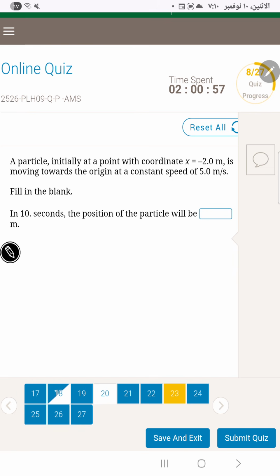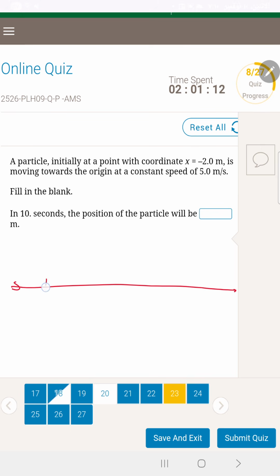A particle initially at the point with coordinate negative 2 is moving towards the origin at a constant speed of 5 meters per second. In 10 seconds, what will the position of the particle be? Initially, the particle is at position negative 2 and it's moving at constant speed, meaning we use the equation x equals vt. That's the equation for constant speed, or the same equation you took in grade 6, 7: speed equals distance over time. You can also use it. Anyway, so in 10 seconds, what is it?